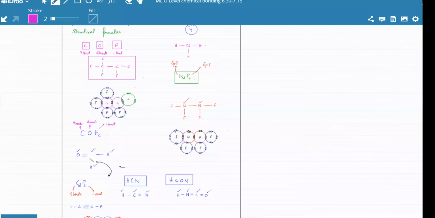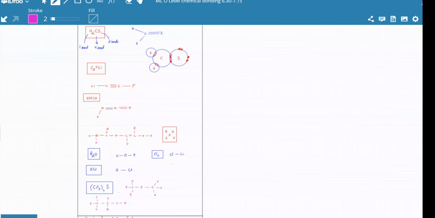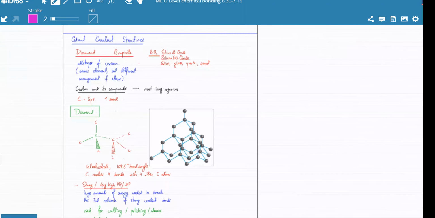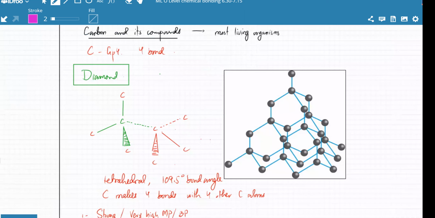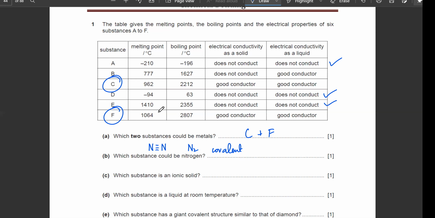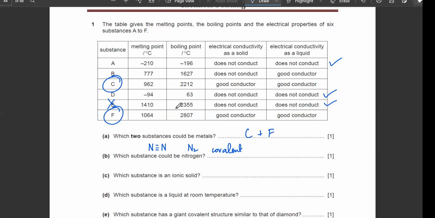Where's the giant covalent structure? That might be diamond or graphite. So it might be a giant covalent structure like diamond or graphite. So we can ignore E, we can get rid of E, because that's a giant covalent structure. It's a covalent molecule, but it's not a molecule. It's a giant covalent structure like diamond and graphite.